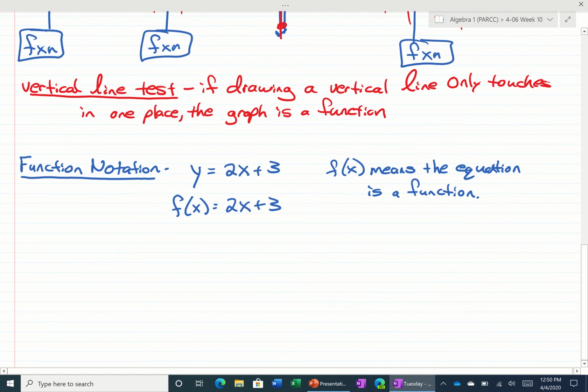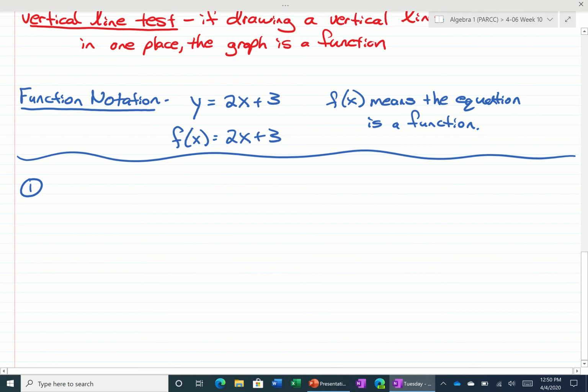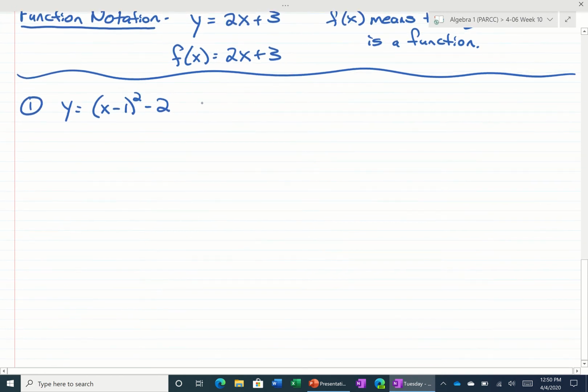All right, so let's maybe do one example and we'll call it a day. For problem number 1, it says, what's the graph of y is equal to x minus 1 squared minus 2? Well, I see a squared, so this is definitely going to look like a parabola, because anything to the second power looks like a parabola.